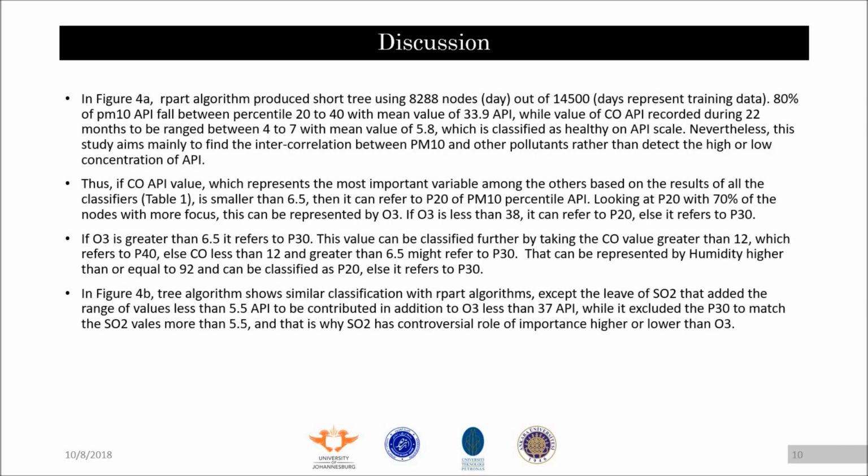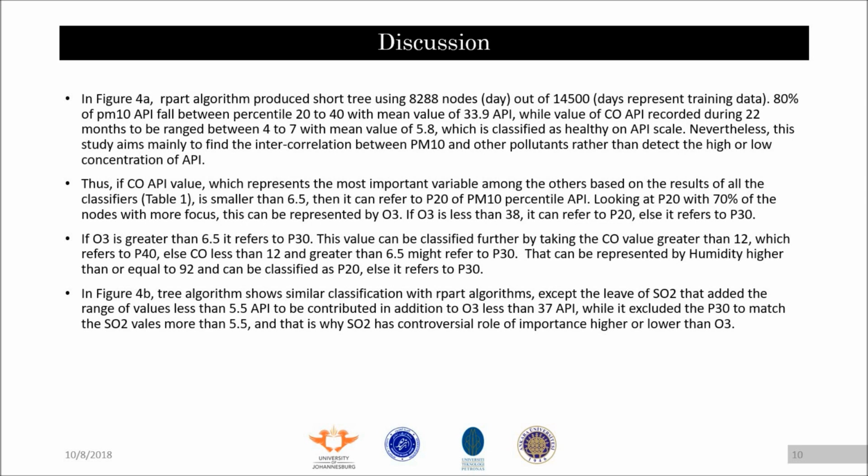In figure 4, we saw that the rpart algorithm produced a short tree using 8,200 nodes. Every node represents 1 day, out of 14,000, which represents the training data. That means it successfully classified about 60 to 70% of the entire training data, as we show in the classification table for the rpart.